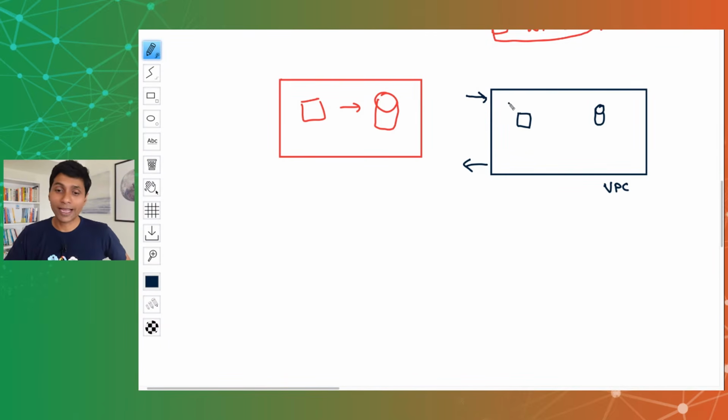Some of these resources might need access from internet. Let's say this is a web application. You might want to have access over internet to this device. But for this one, I don't want to allow access from outside. I don't want to allow a database. I don't want to allow access from outside the network. Only devices which are present inside this network should be able to talk to it. So these are called public resources. These are called private resources.